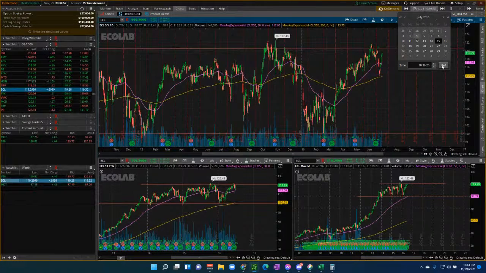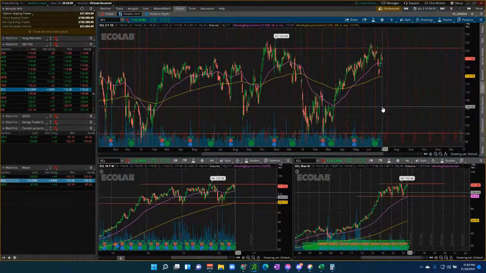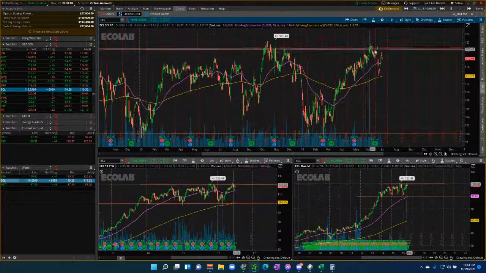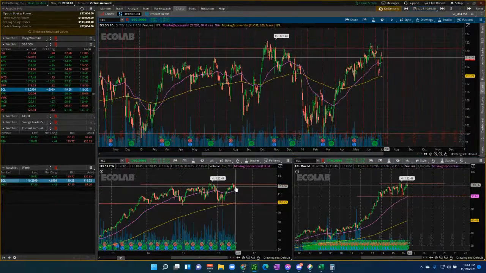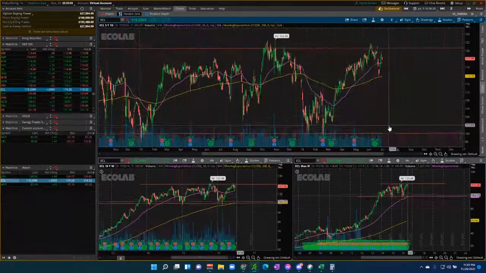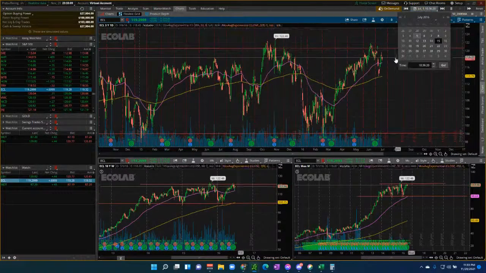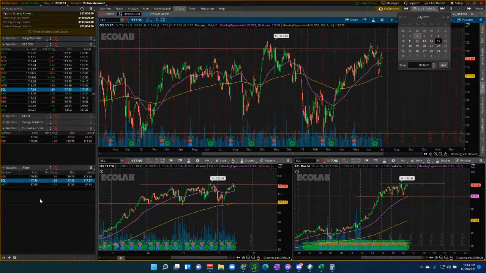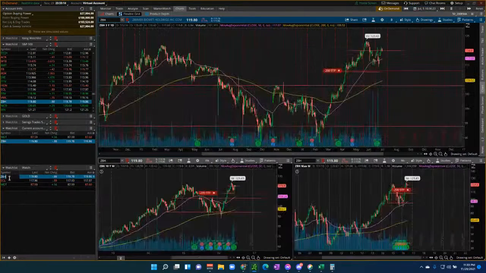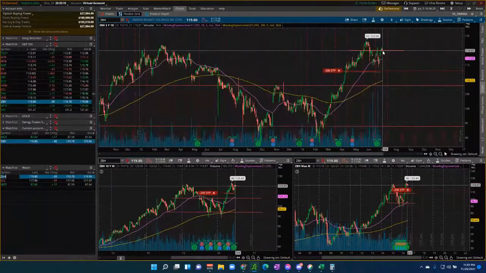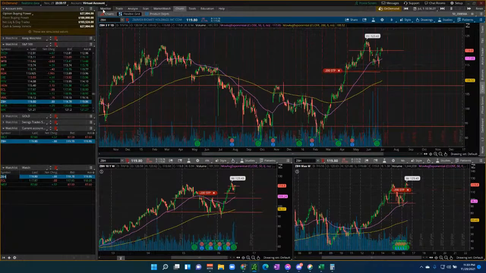Right, July 4th is a holiday. Let's go to July 5th. Ecolabs, you see, definitely got rejected off of this. Maybe we can wait for the bottom and get in again. Zbhdx is down a little bit, so I think this might have been a failure.